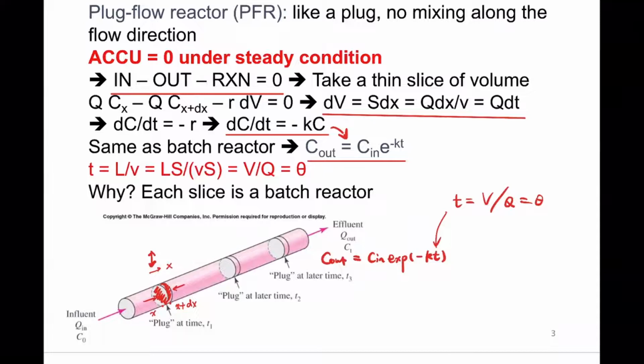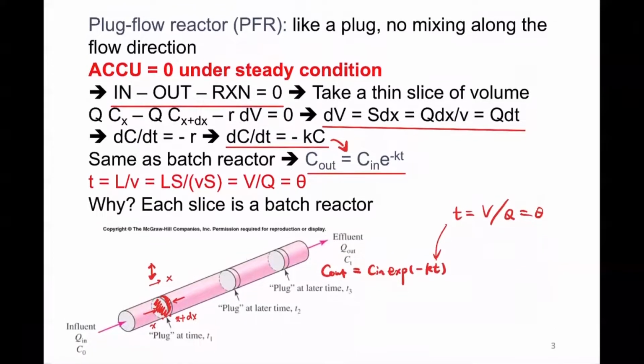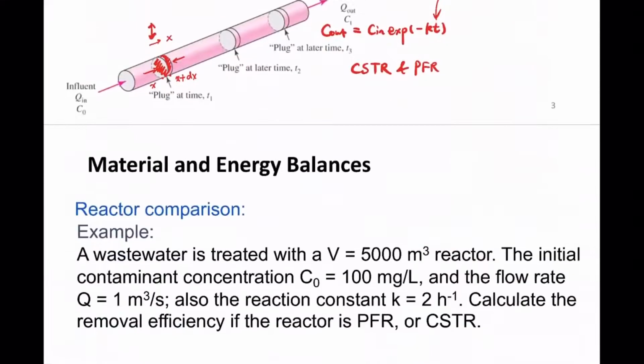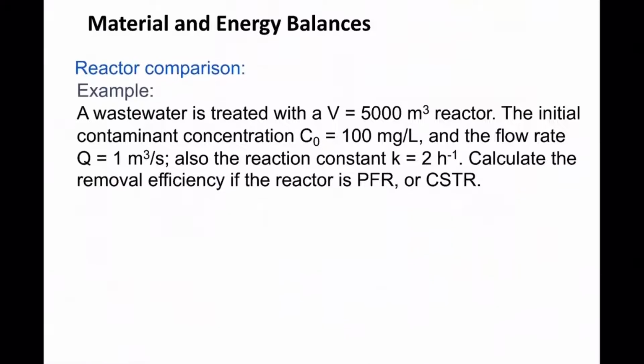Okay. So now we have these two different flow reactors, the CSTR and PFR. So how do they perform? Is there one that performs much better than the other one, or are they basically the same? Okay, so we can do a practice problem here.